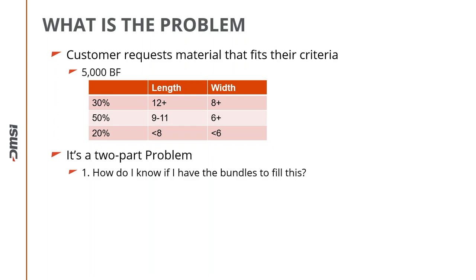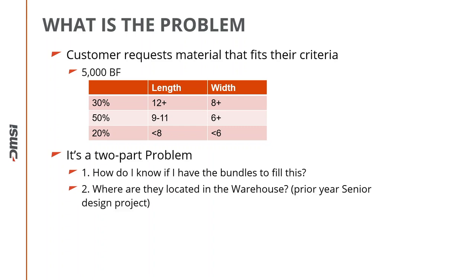Really, it's a 2-part problem. The first part is, when a customer calls in and gives me this criteria, how do I know if I have inventory to fulfill this order? The second part is using that information to determine where these are located in the warehouse and how long it takes to pick them, which was last year's senior design project. So this year we'll be focusing on the first part of this problem: how do I know that I have bundles to fulfill this order?